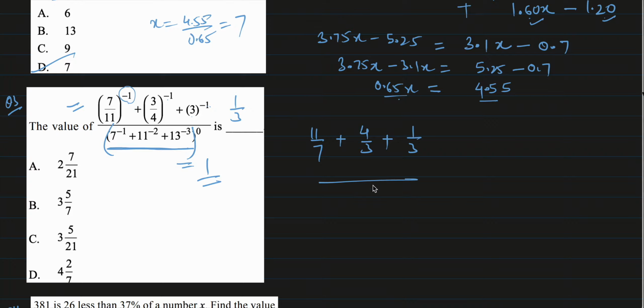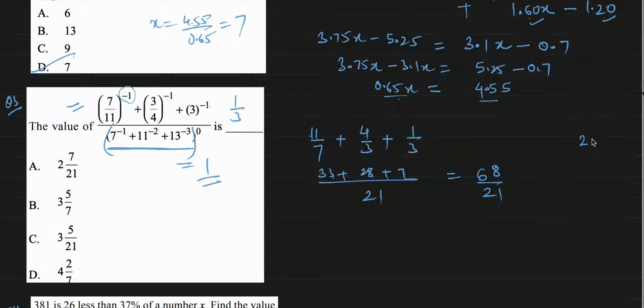Now what is the LCM of 7 and 3? 21. So we'll multiply 11 by 3, 33, 4 by 7, 28, and 1 by 7, 7. So what will be the addition of all this? That will be 8 over here, and 1 carry over. 7, 8, 15, 15, 3. So that's 68, right? That'll be 68 by 21. Can I divide anything? We cannot divide it over here. So is that correct or no?